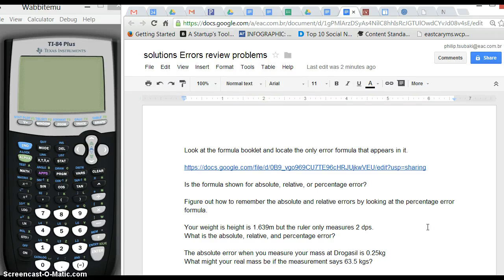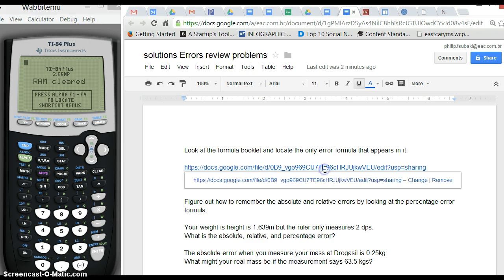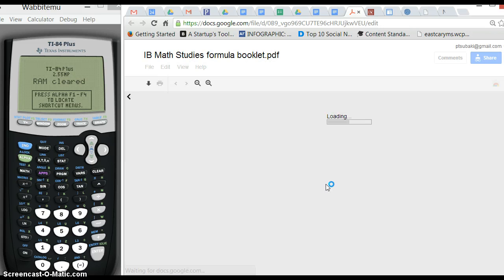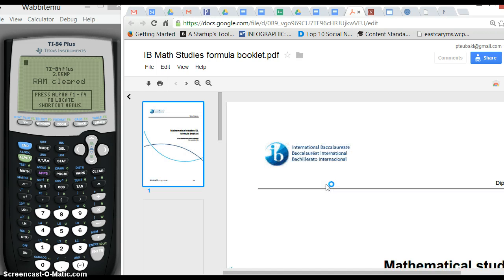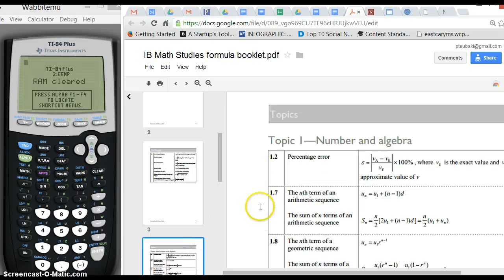Okay, here are the solutions for the error review, the review for the quiz on errors. So first thing it says, look at the formula booklet and locate the only error formula that appears in it. There's only one error formula that appears in the booklet, the most complicated one, which is the percentage error. But we should be able to figure out what the other error formulas are by looking at this from all our practice problems.